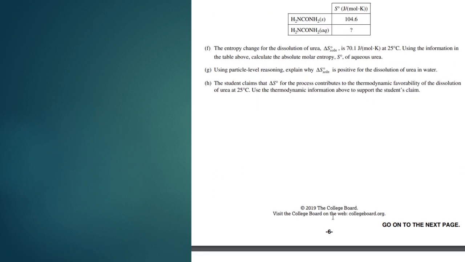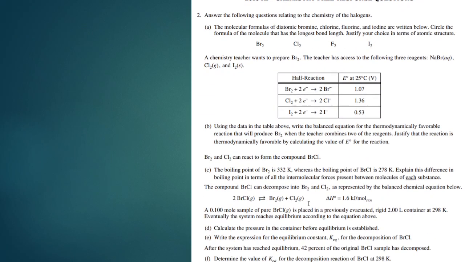Alright, question number 2. This one is a little bit more focused on atomic structure. So, question 2a asks us about the molecule with the largest bond length. Now, these are all diatomic molecules, and so remember that our bond length can be defined as the distance between the nuclei for our purposes.